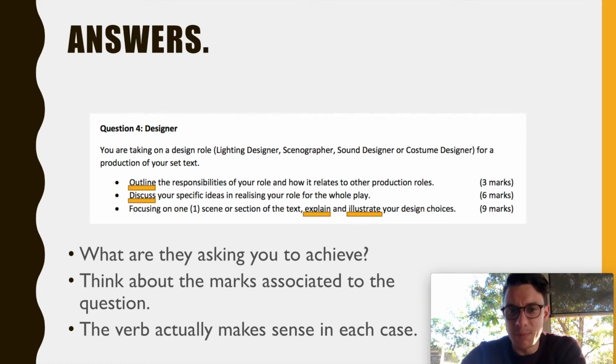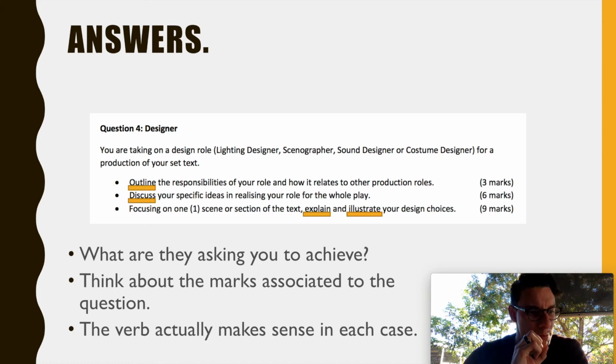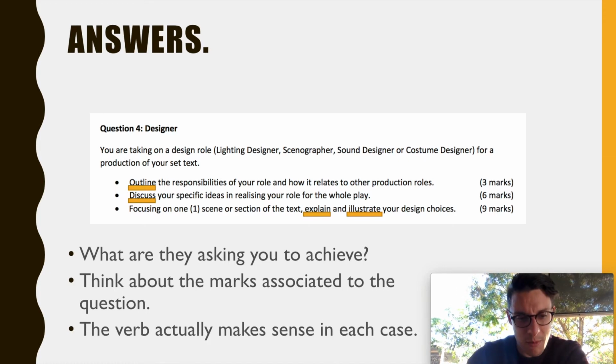And then the last one, explain and illustrate. So we know that we're going to have to present some designs. We're going to have to answer this question by presenting some of our designs and annotations and then unpacking them, okay? And that's what the explain is, and that's why they're linked, okay? So I enjoy that one. And as I've written there in that dot point, it actually makes sense. Okay, so you know how hard you have to work for each of those, so that's a good one.